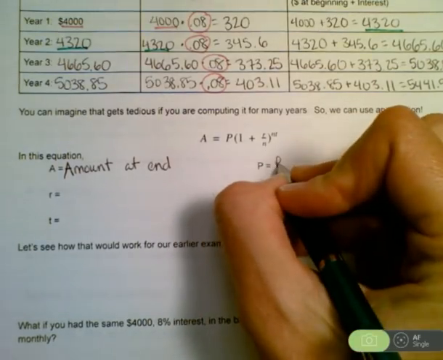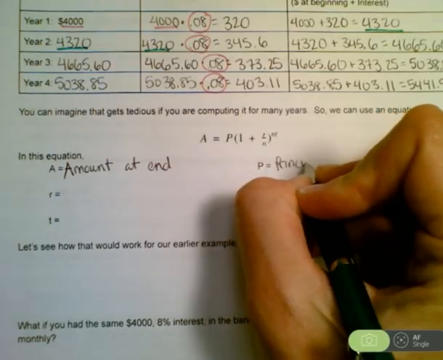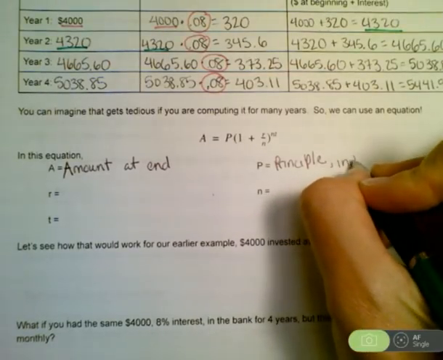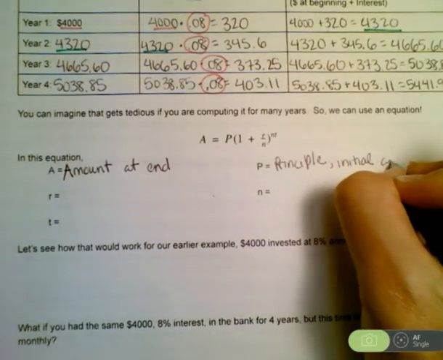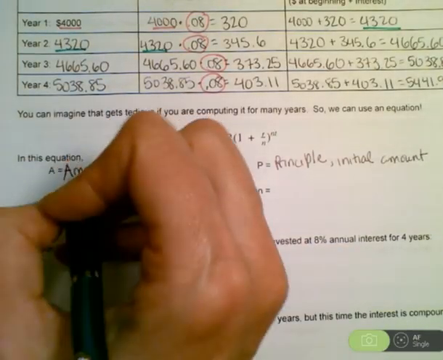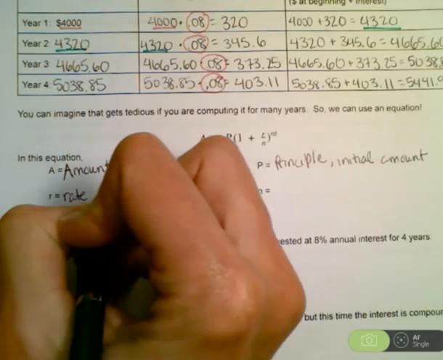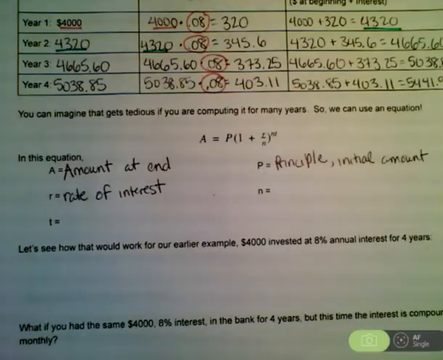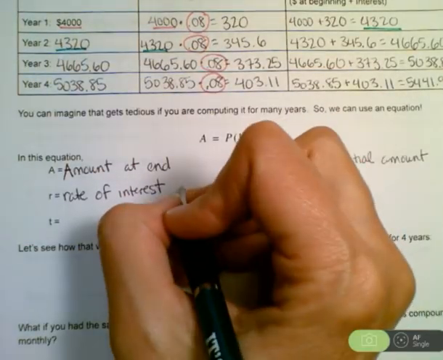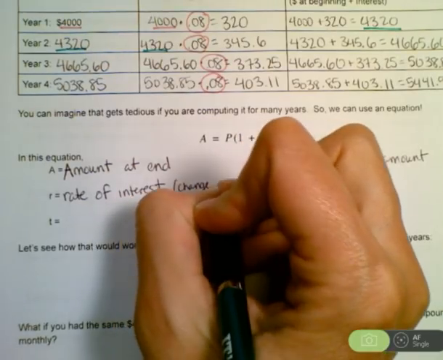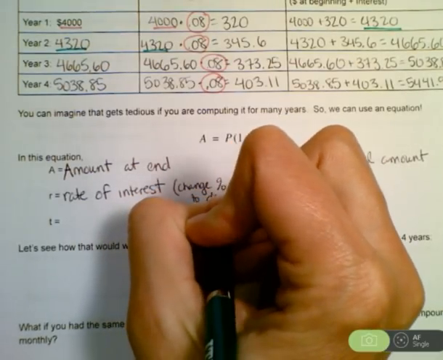P is what we call the principal, or the initial amount of money you put into the account. P for principal. R is your rate of interest. And you want to make sure when you're using R in this case, you always have to change any percents to decimals first.